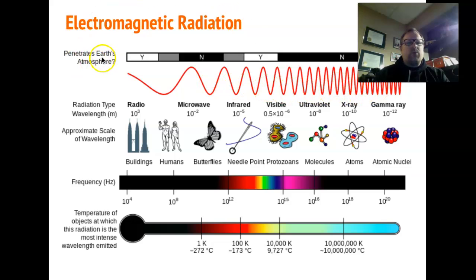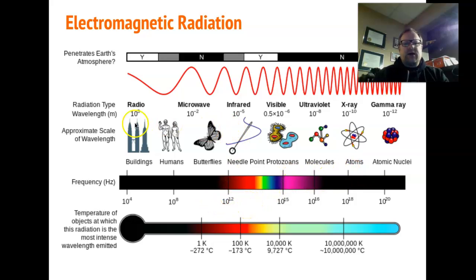This is what penetrates the Earth's atmosphere. Yes, radio waves get through it. Microwaves, some of them get through, some of them don't. Yes, visible light gets through. Infrared light gets through because that's what warms us up from the sun. And really not much of this stuff from ultraviolet through to X-rays and gamma rays gets through.